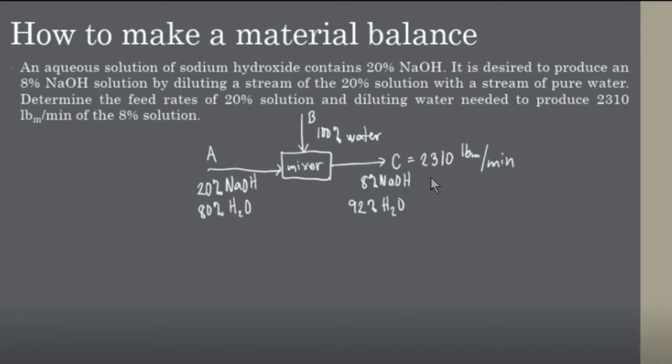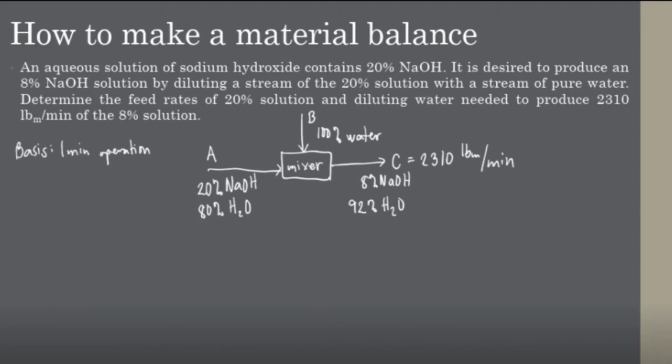For example, if you are given 2310 pounds mass per minute, one of our best bases could be we just assume that we have 1 minute of operation or 1 minute of mixing, right? Because if you assume that your basis is 1 minute, then you already have the mass of stream C, that is 2,310 pounds mass. In fact, that is what we are going to do. We say that our basis is 1 minute of operation. This basis allows us to have the simplest material balance solution.